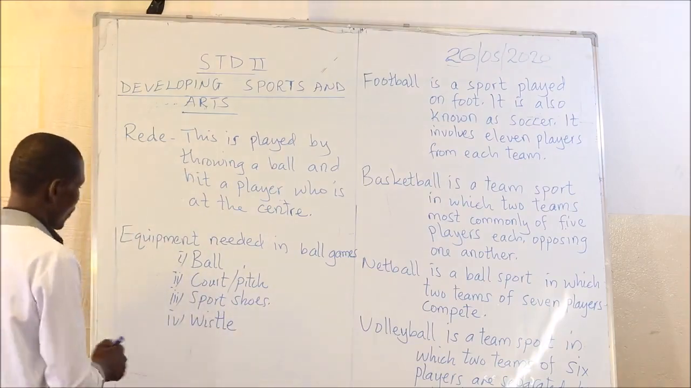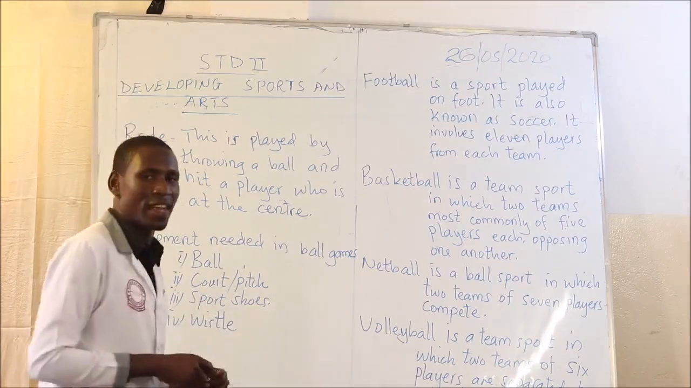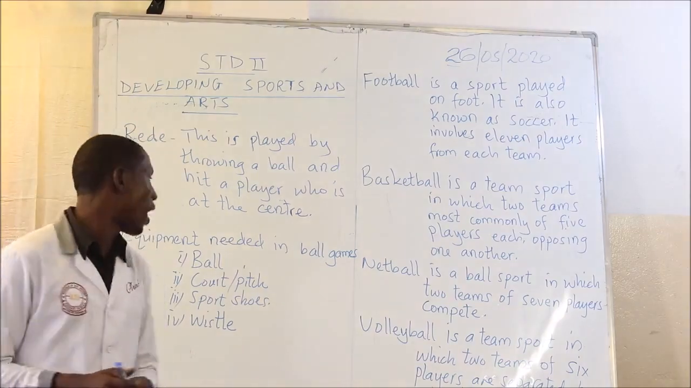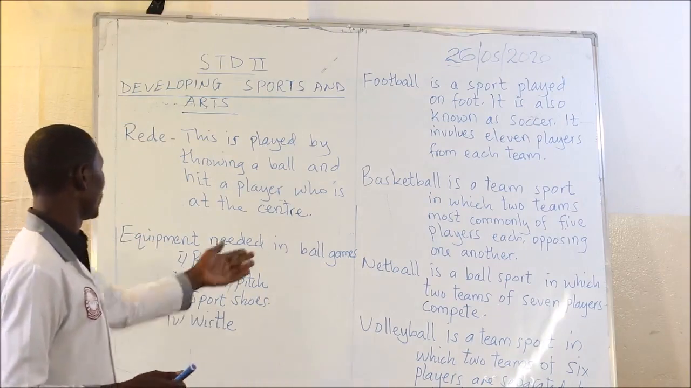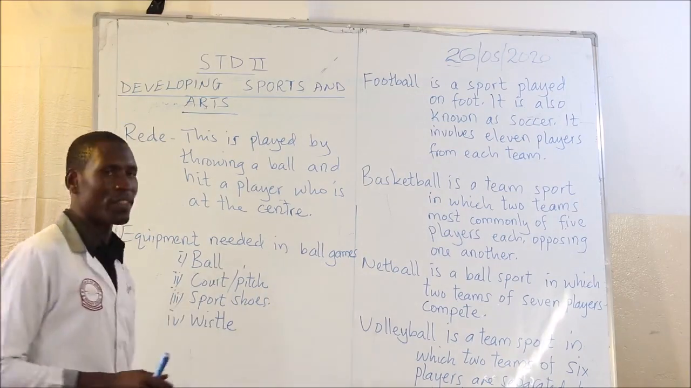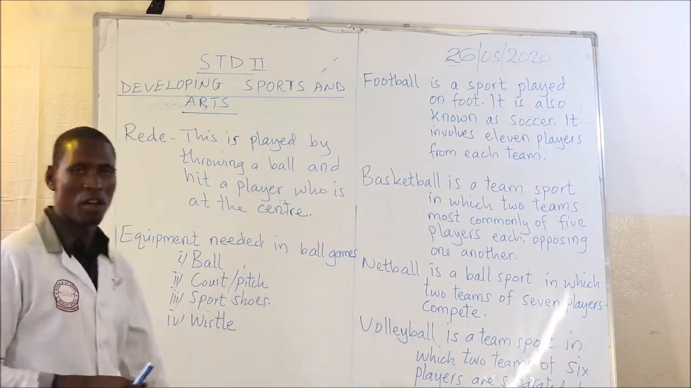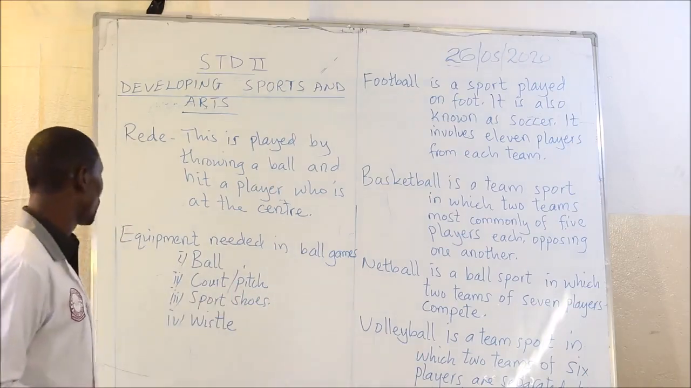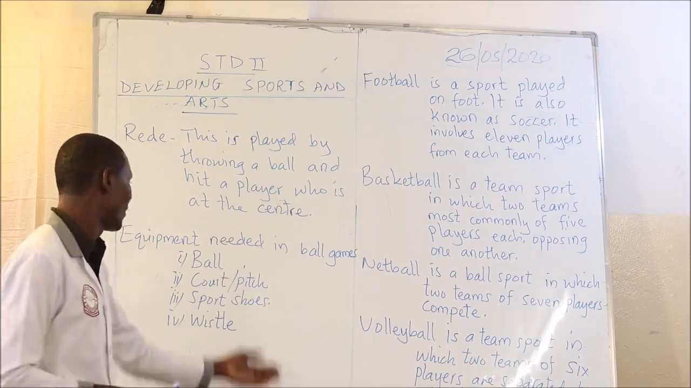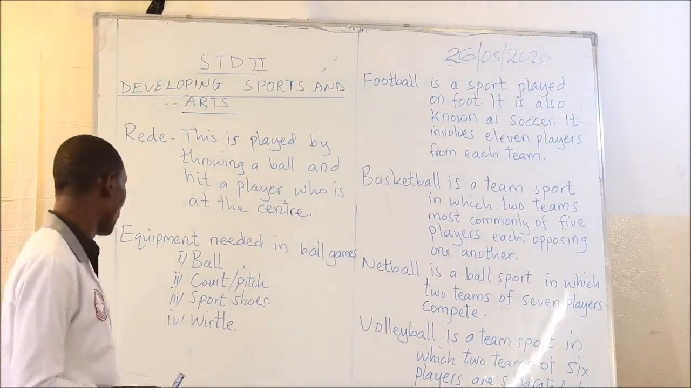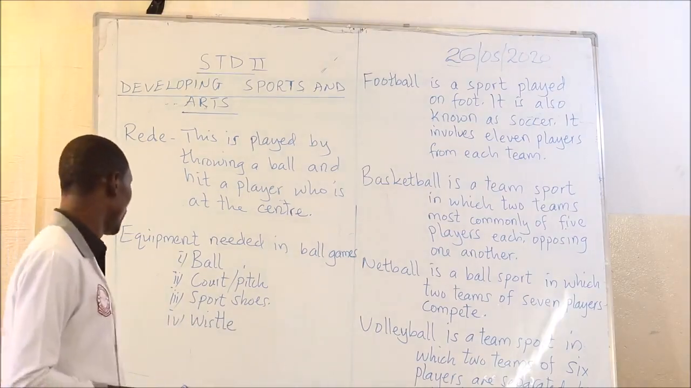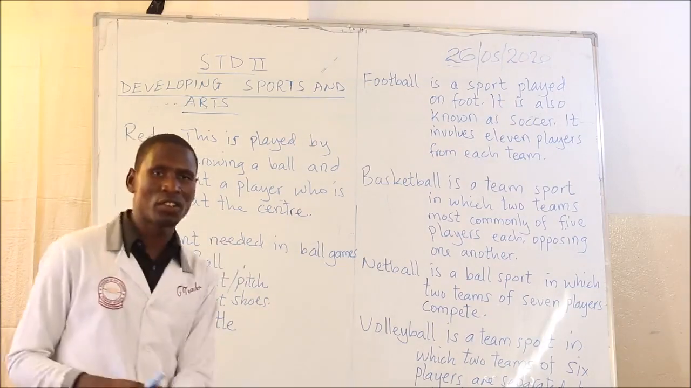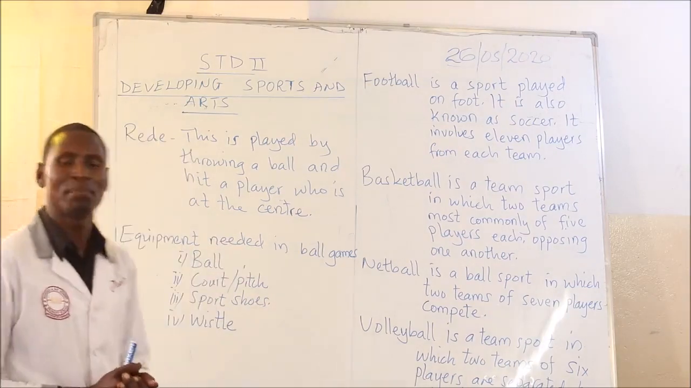Now, these are the materials that you need to have when you are playing ball games. Make sure that you have a ball. Make sure that you have a court or pitch. Make sure that you have sport shoes, like rubber shoes, the best. Make sure that you have a whistle. These are the materials that are needed in playing ball games.